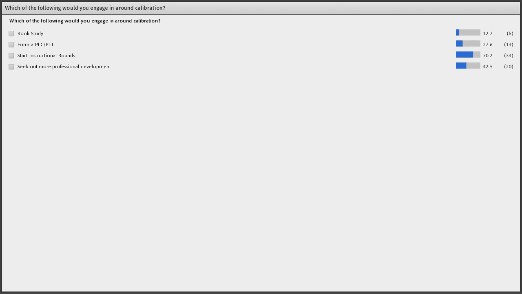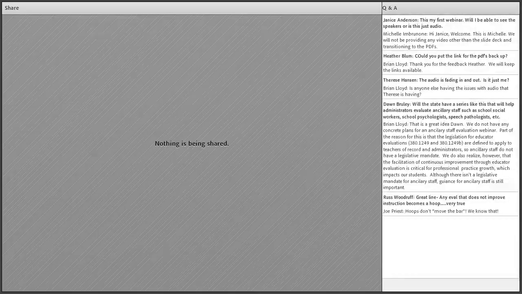Take a look at the responses there from your fellow participants. It looks like there's a great degree of motivation towards looking at instructional rounds as a practice to increase collaboration and calibration, and also seeking out more professional development, maybe from your ISDs or your vendor-provided professional development, and also looking at PLCs as ways to support administrators to engage in these practices together. So again, lots of good ideas and strategies to get started with this work.